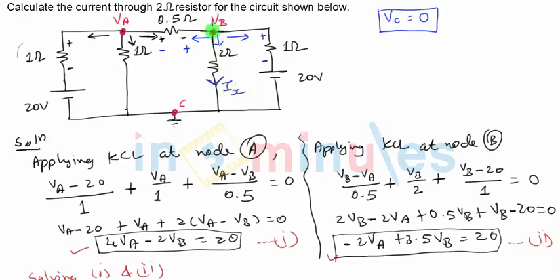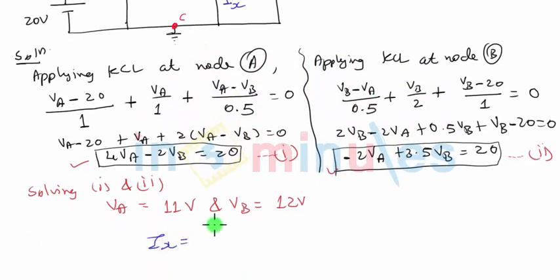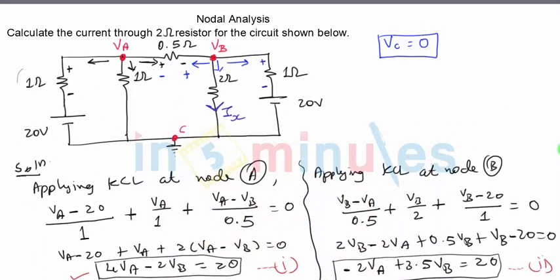So what will be current through 2 ohm resistance? Just now we had defined it as VB upon 2, because outgoing current starting from node B will be VB. There is no other voltage source in the branch, so the voltage upon resistance, VB upon 2, will be my IX. So IX is equal to VB by 2. VB is 12, so 12 by 2 gives me IX equal to 6 amperes. So that's my answer for the current flowing through 2 ohm resistance, and we have used nodal analysis. Let's look at a few more questions on nodal analysis.